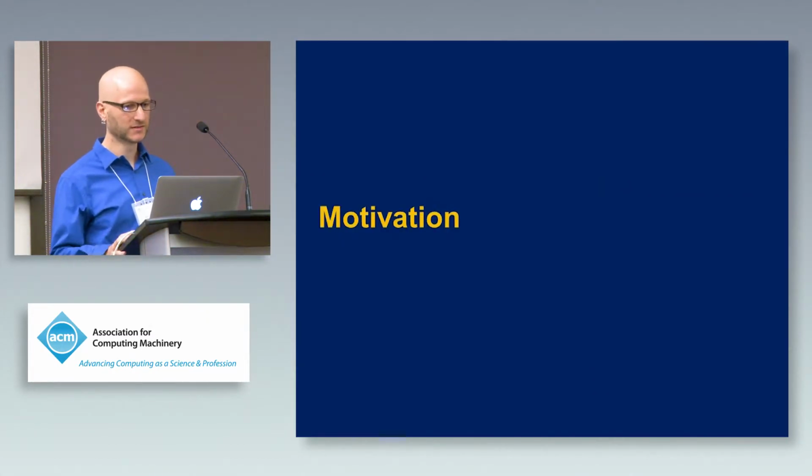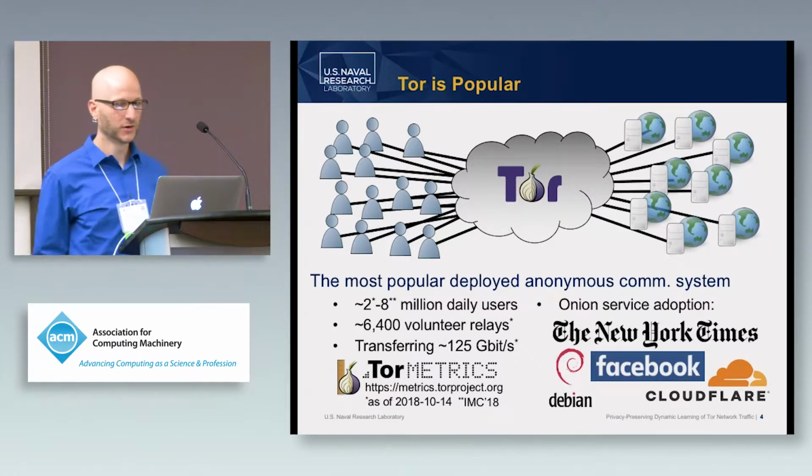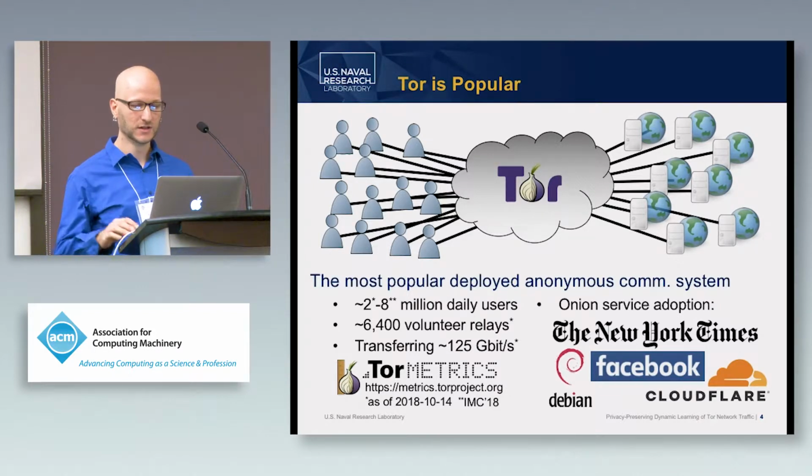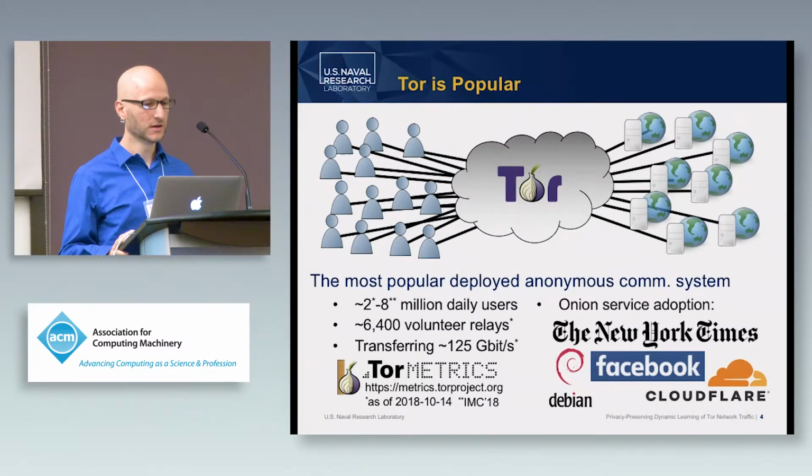So stepping back a minute, Tor is the most popular deployed anonymous communication system. It has between 2 and 8 million daily users, 6,400 volunteer relays pushing about 125 gigabits per second. So Tor is a very popular system.